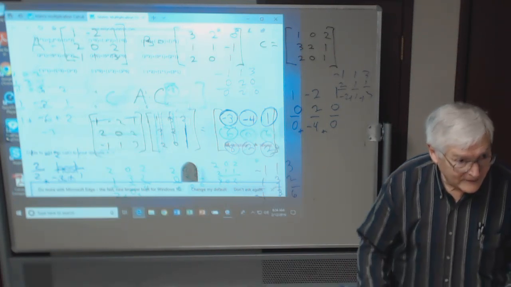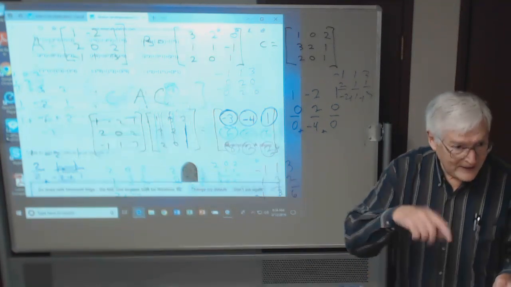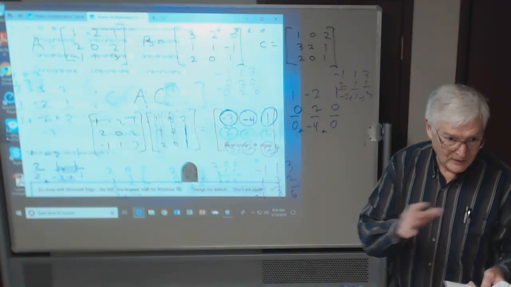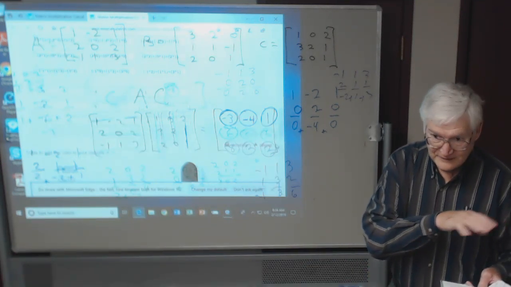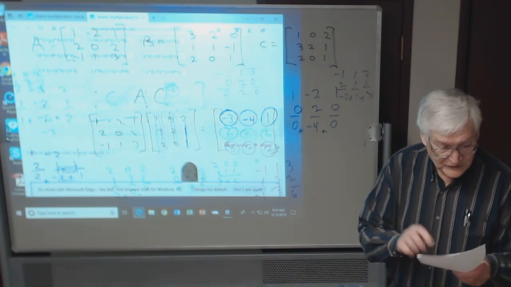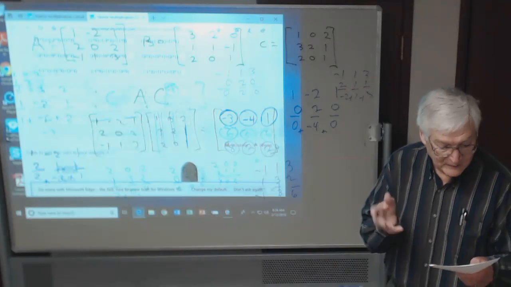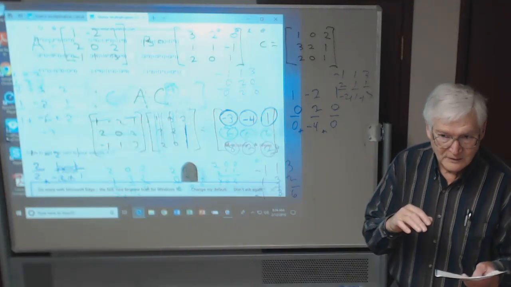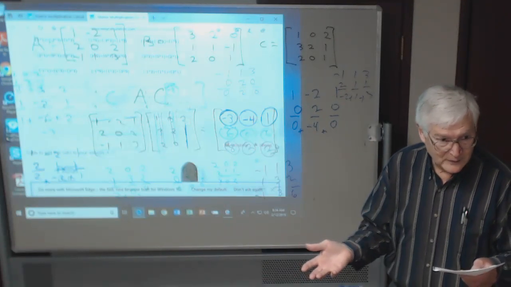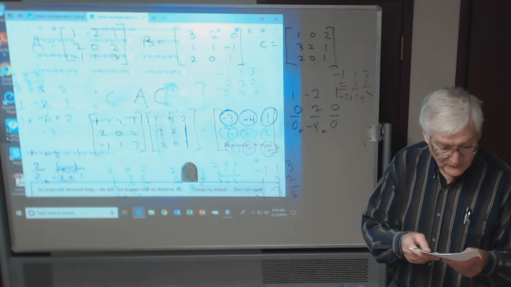A times A. A times A. And so you get that answer and copy it down off of the easy calculation, and then you get C squared, C times C, copy that one down, and then what do you do with those two answers? Subtract the C squared from the A squared. You follow what's going on?